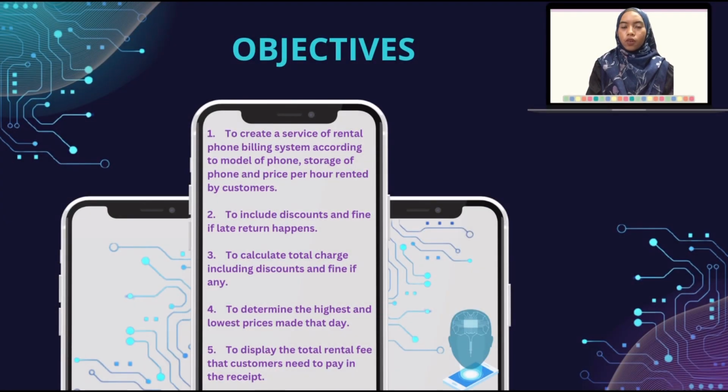Moving to the objective of this program, the first objective is to create a rental phone billing system service according to the model of phone, storage of phone, and price per hour rented by the customer. The second one is to include discounts and find out if a late return happens. The third one is to calculate the total charge including discount, if any. Following that is to determine the highest and lowest prices made that day and to display the total rental fee that the customer needs to pay in the receipt.